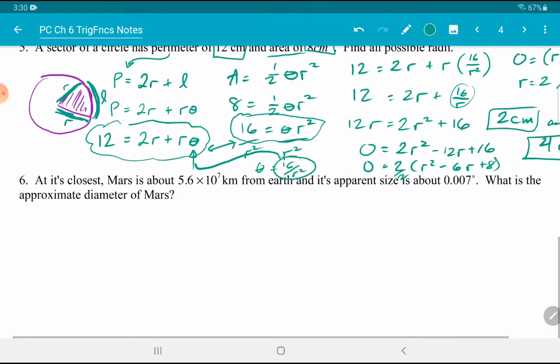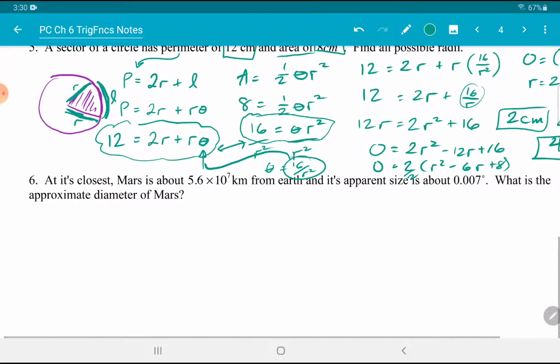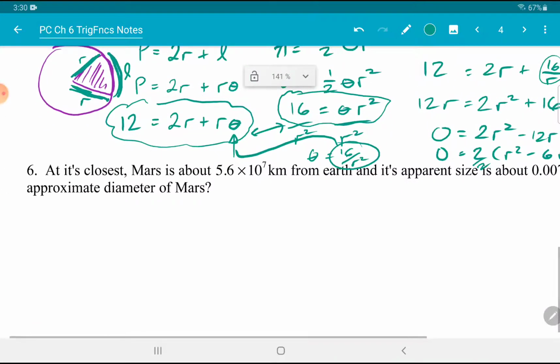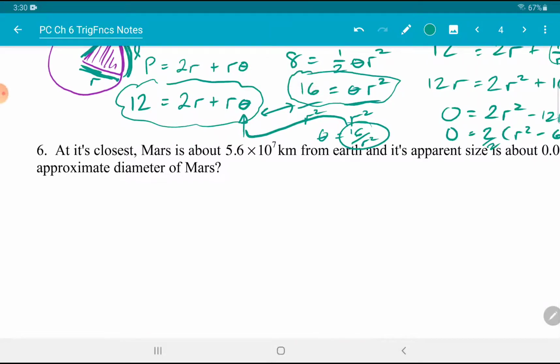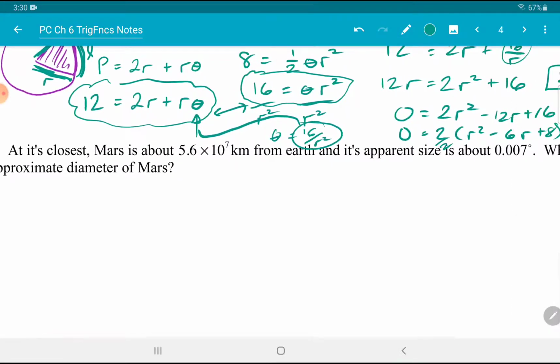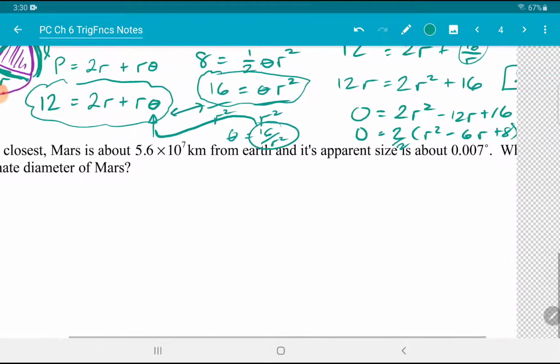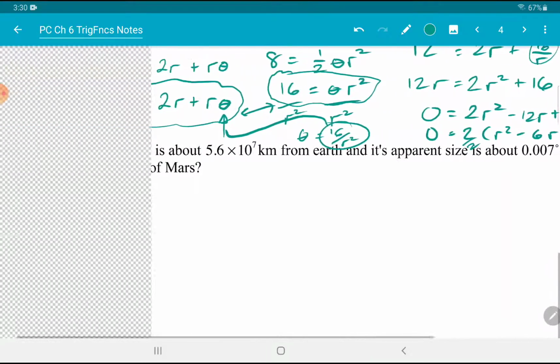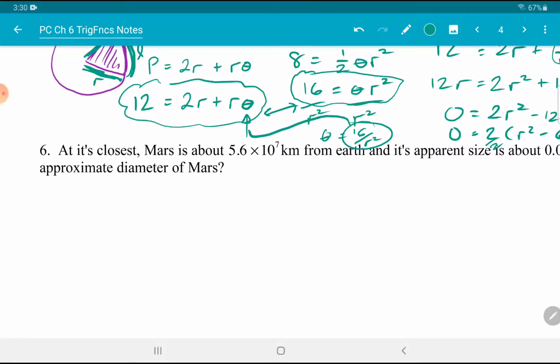All right, and last question. Number 6. At its closest, Mars is about 5.6 times 10 to the 7th kilometers from Earth, and its apparent size is about 0.007 degrees. What is the approximate diameter of Mars?